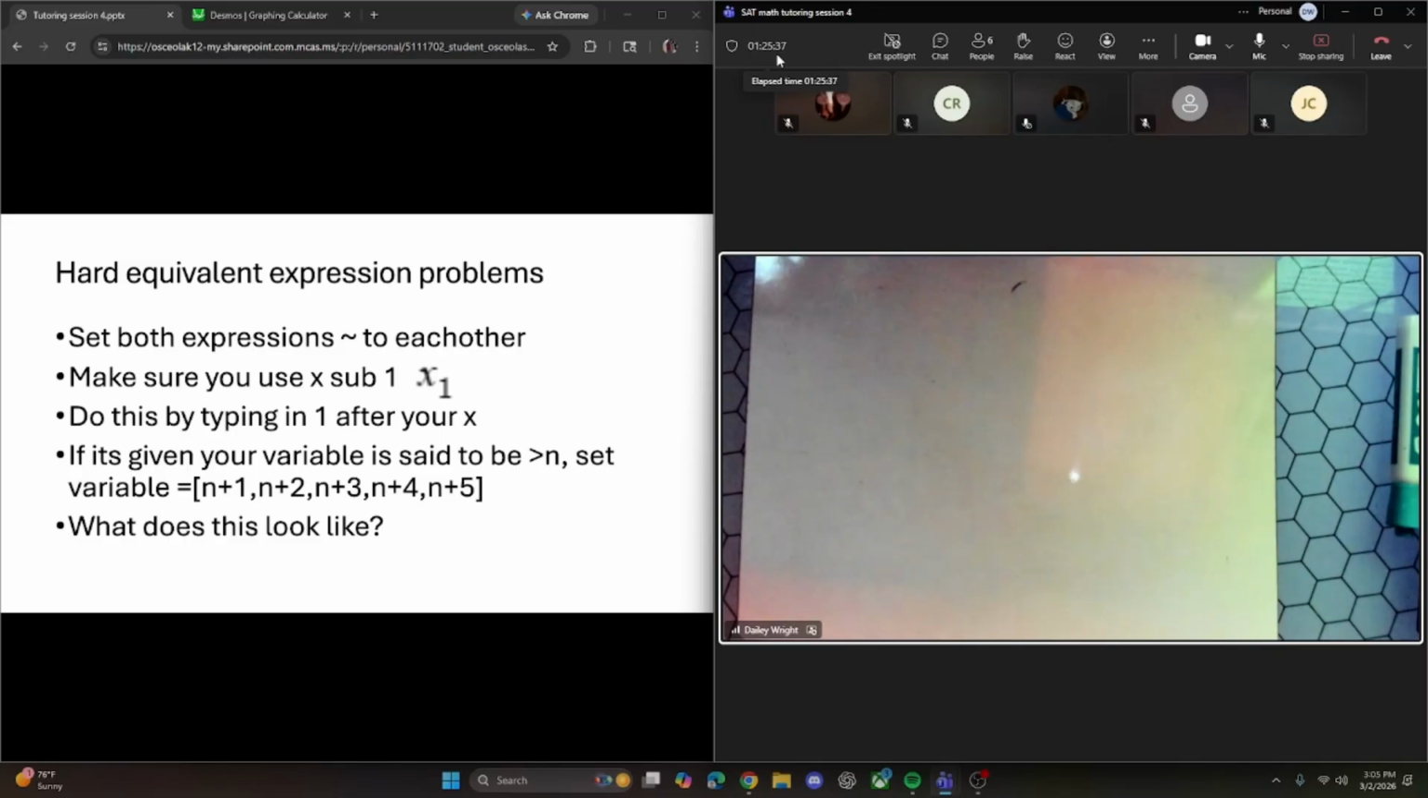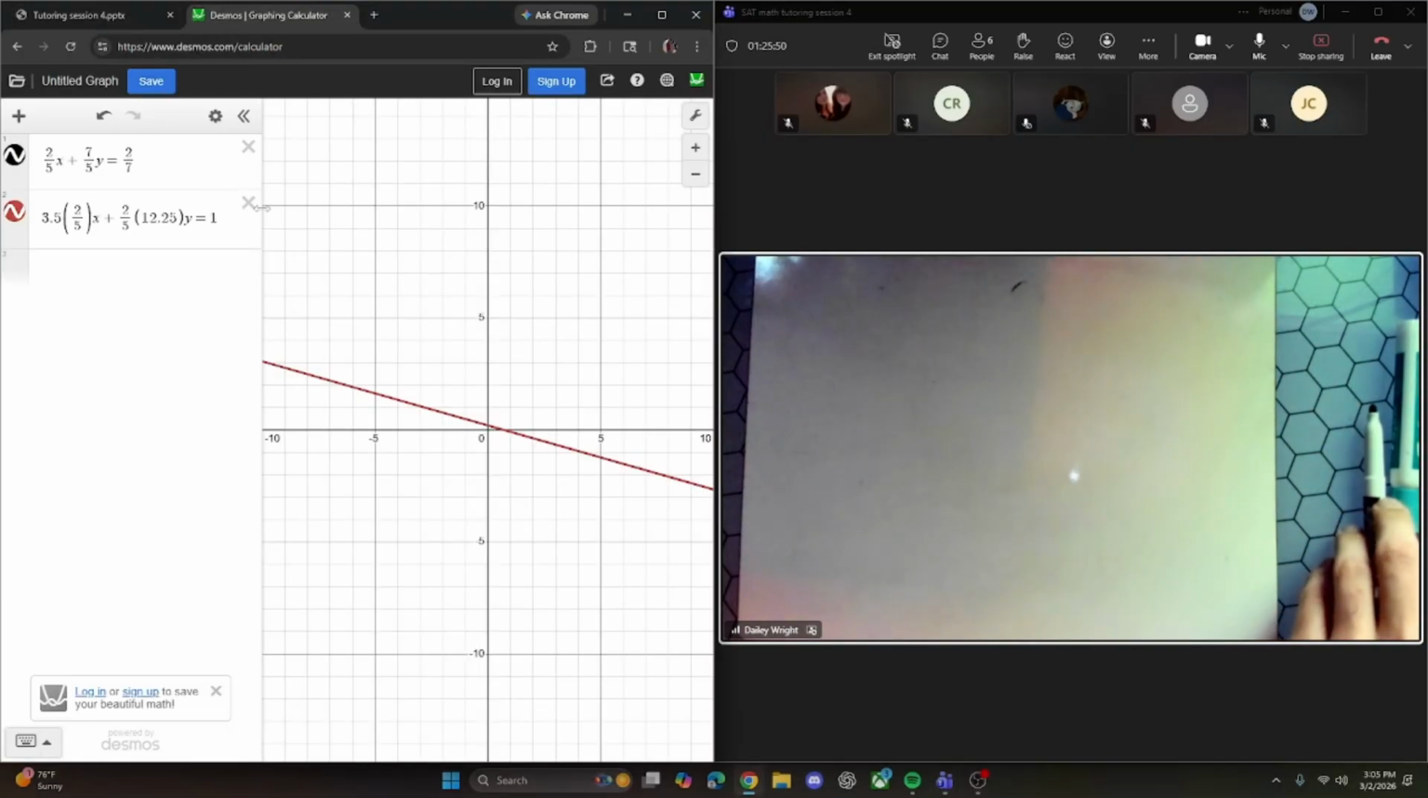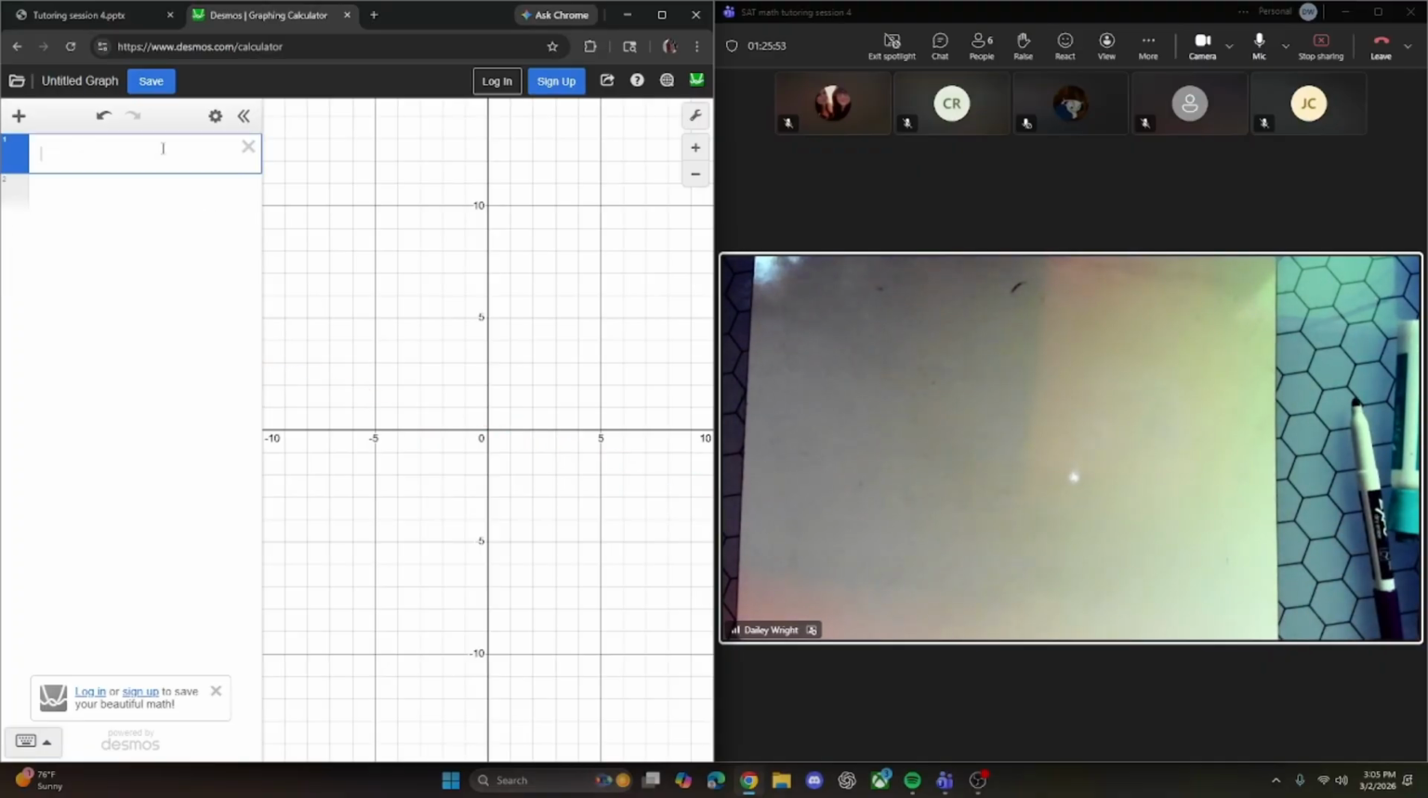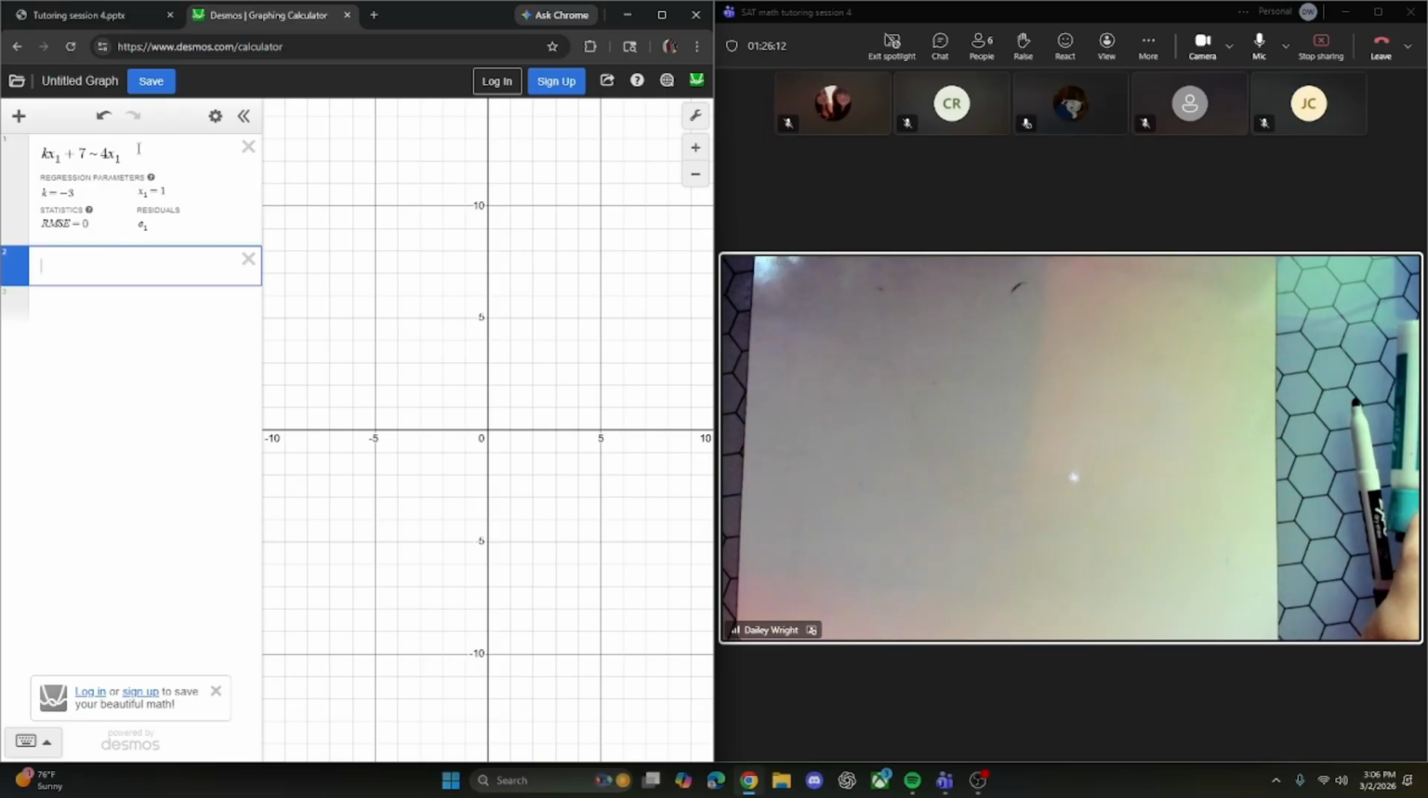So this is going to use regression parameters, so you're going to use that squiggly line to set both equations equal to each other. And then, here I'll show you guys in Desmos. When you go to do something like this, like let's say you had kx plus 7 equals 4x, it's going to pop up with that caution sign right here. You need to set your x's to x sub 1s to actually get what you want.